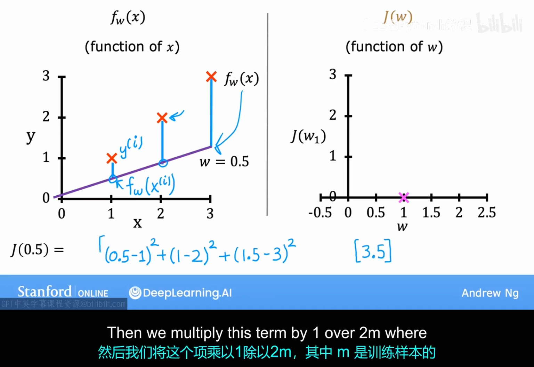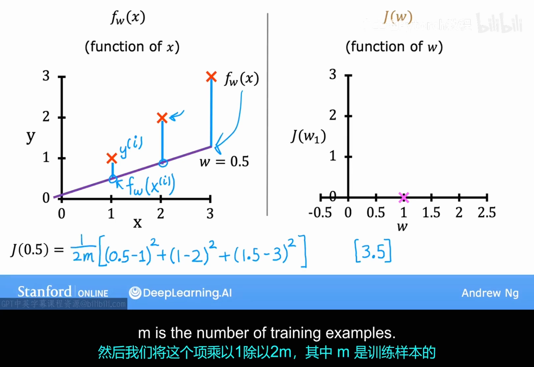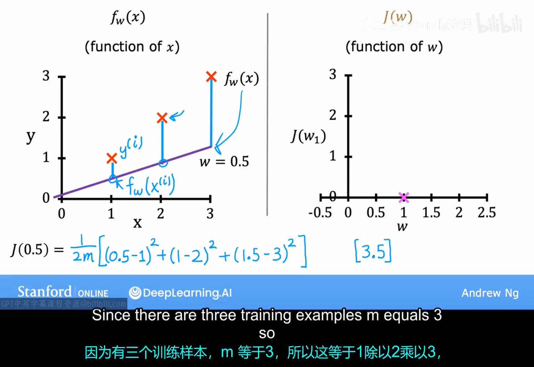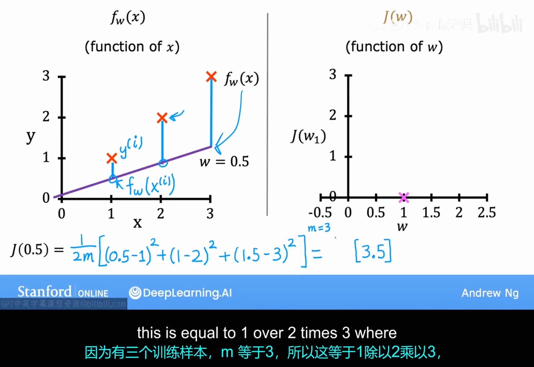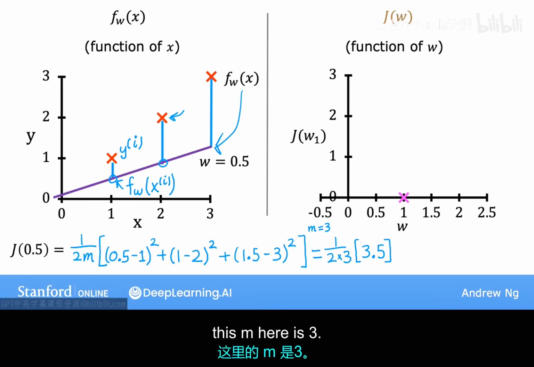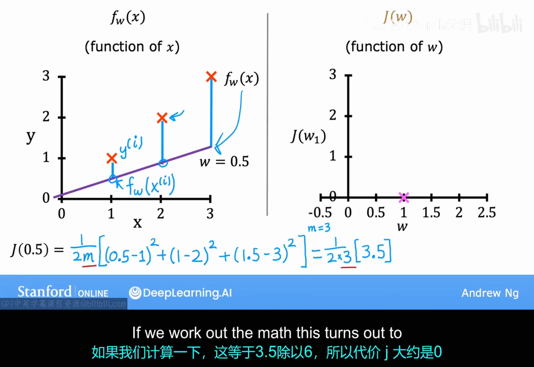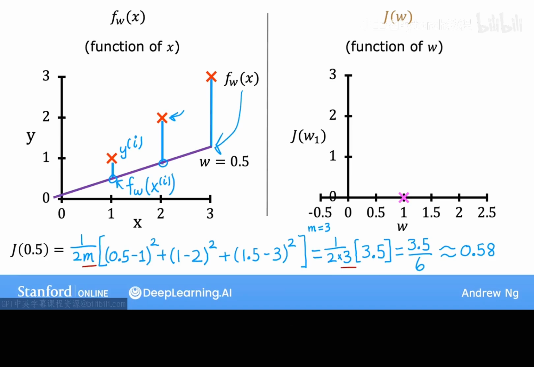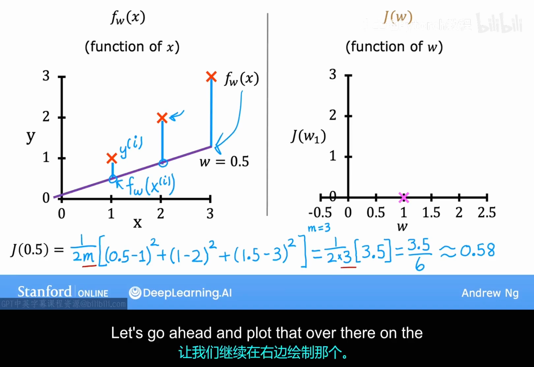Then we multiply this term by 1 over 2m, where m is the number of training examples. Since there are 3 training examples, m equals 3. So this is equal to 1 over 2 times 3, where this m here is 3. If we work out the math, this turns out to be 3.5 divided by 6. So the cost J is about 0.58. Let's go ahead and plot that over there on the right.